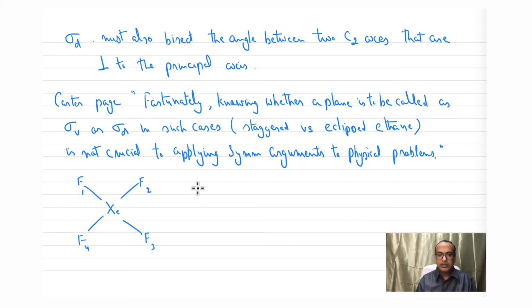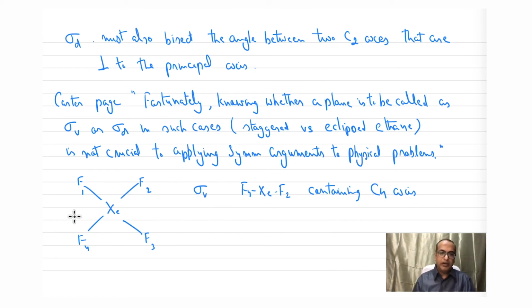So let us first list down the sigma v's. Sigma v's will be a plane which is passing through F4, Xe, F2, these three atoms, and containing the C4 axis. Right? It must contain the C4 axis because it has to contain the principal axis, and only then will it be called sigma v.